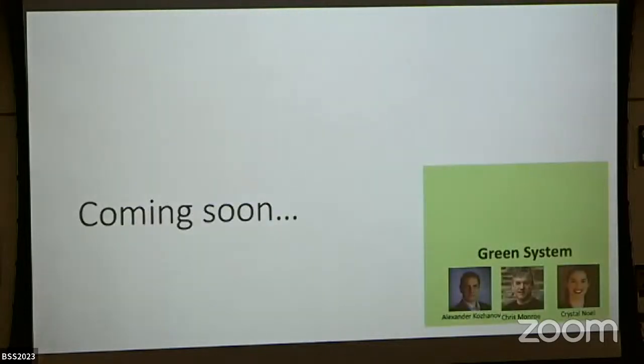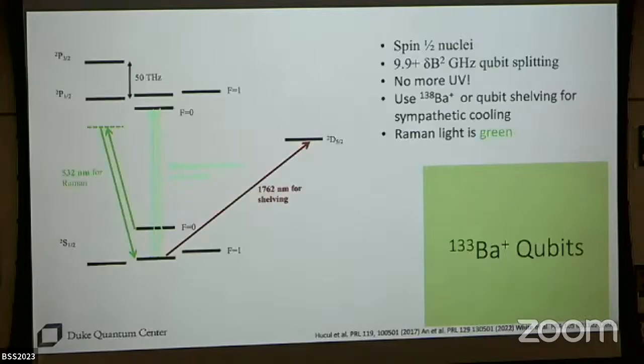And then I'll mention just kind of briefly what we're planning to do next. So we're building what we're calling the green system. And this is going to be using barium qubits, either 133 or 137, depending on how things go.